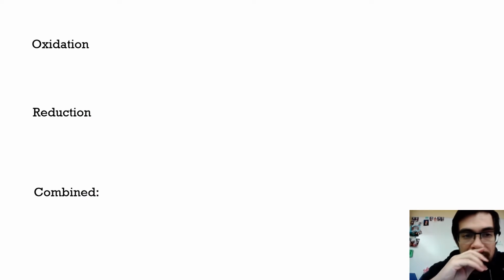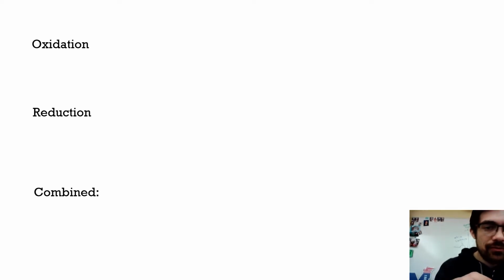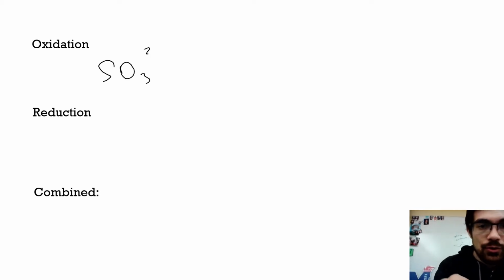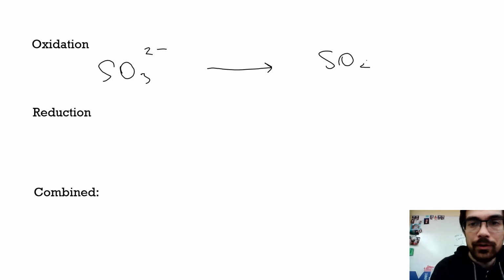All right, so here we go, oxidation. And this is why I had my workout here, because now I lost that equation. So for oxidation, we had sulfite, SO3 2 minus, becoming sulfate, SO4 2 minus.